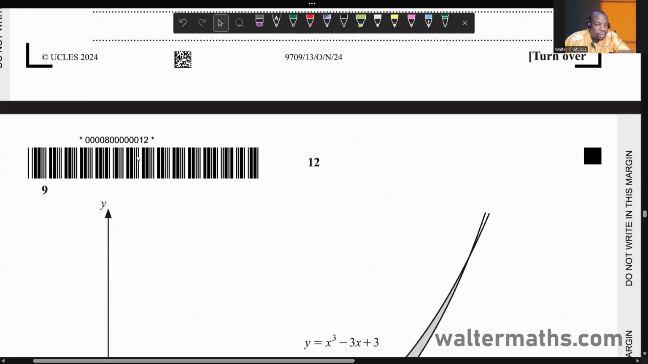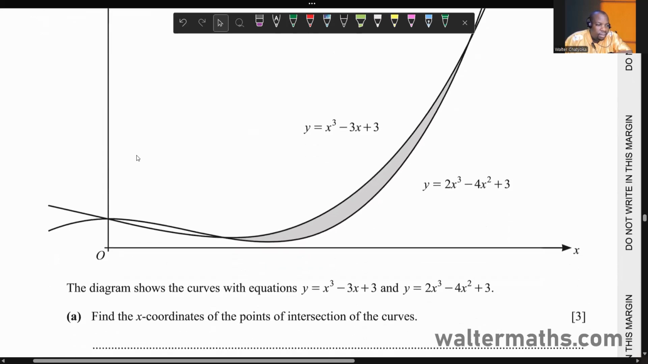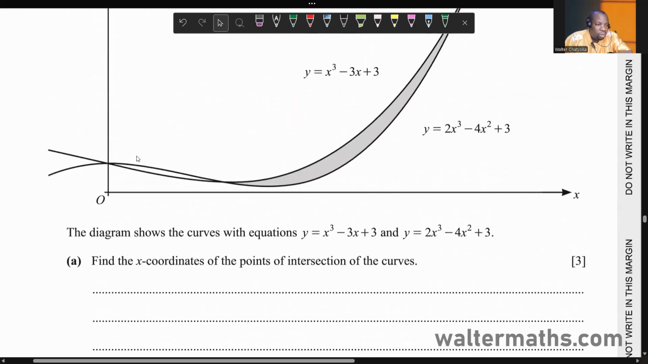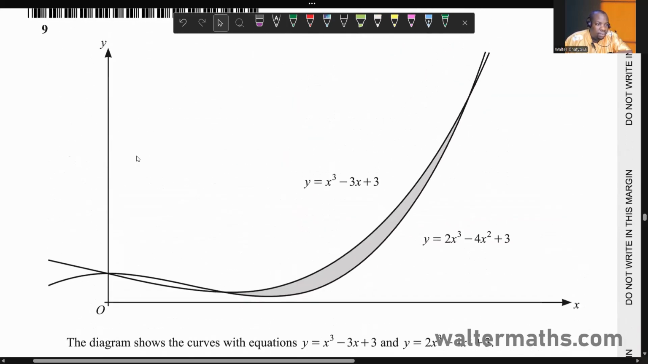Let's move on. Now we're on number 9. It says the diagram shows the curves with equations y is equal to x cubed minus 3x plus 3 and y is equal to 2x cubed minus 4x squared plus 3. So in part A, find the x coordinates of the points of intersection of the curves. So points of intersection of the two curves.